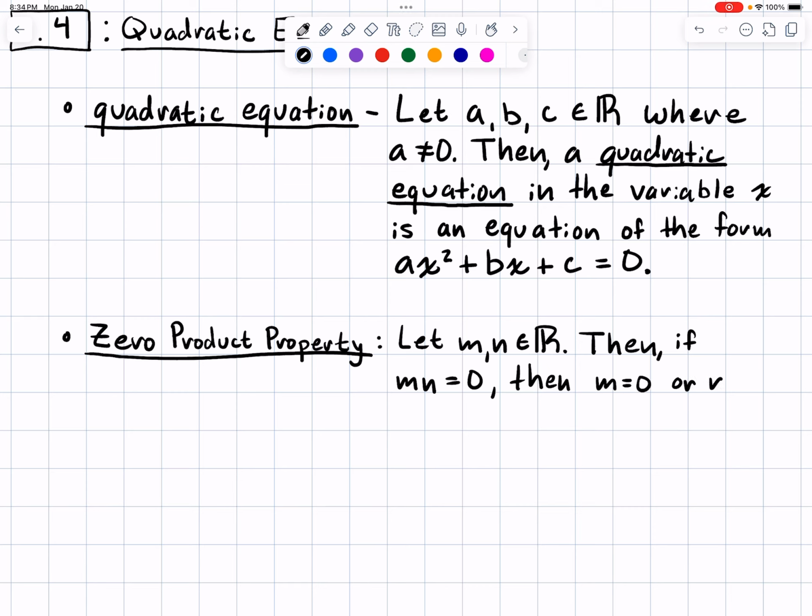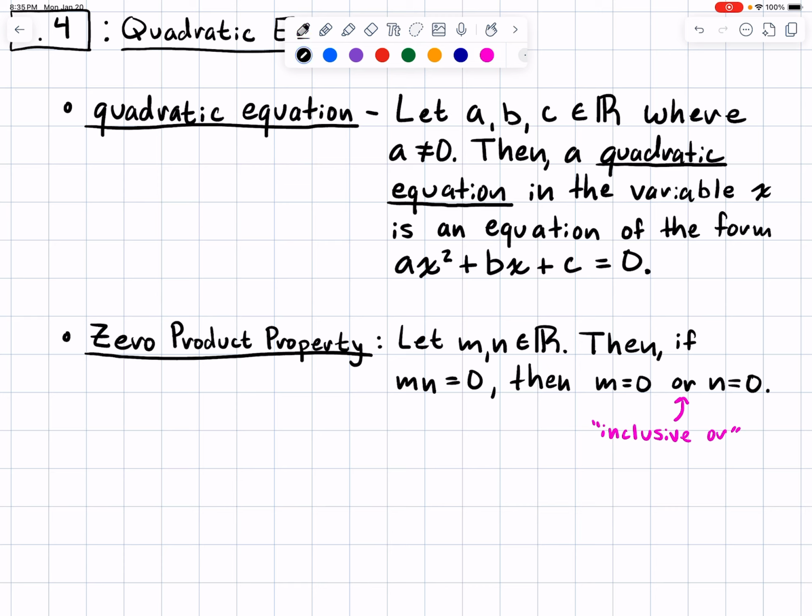So what does that mean? Inclusive or. An inclusive or means that either m is 0 and n is not 0, n is 0 and m is not 0, or both m and n are 0 are all possibilities.